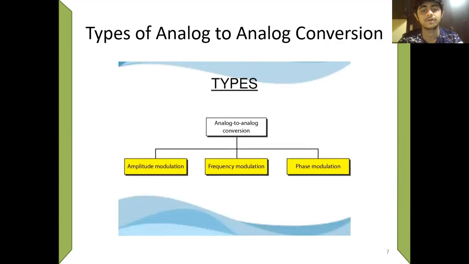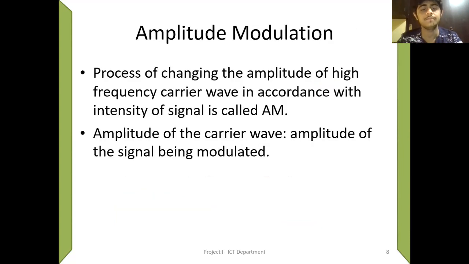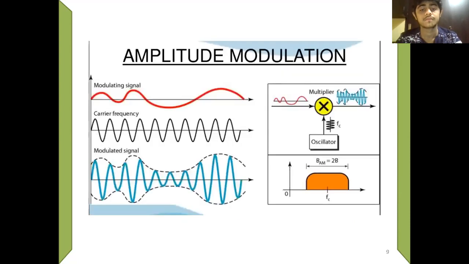Types of analog conversion. There are three types: amplitude modulation, AM, frequency modulation, FM, and phase modulation, PM. Amplitude modulation is an analog to analog conversion method in which the carrier signal's amplitude varies with the amplitude of the modulating signal. The figure shows how this concept of amplitude modulation works.